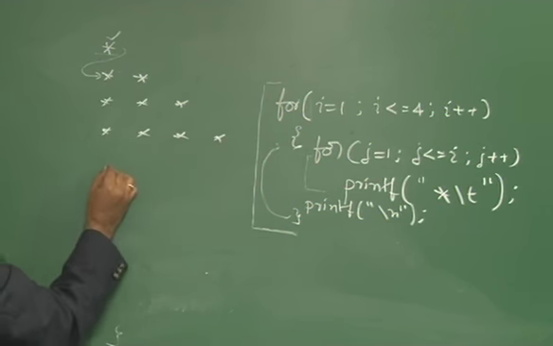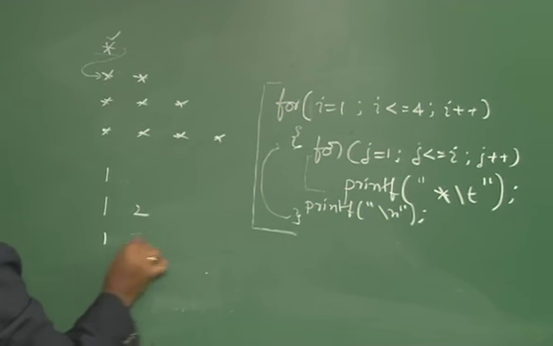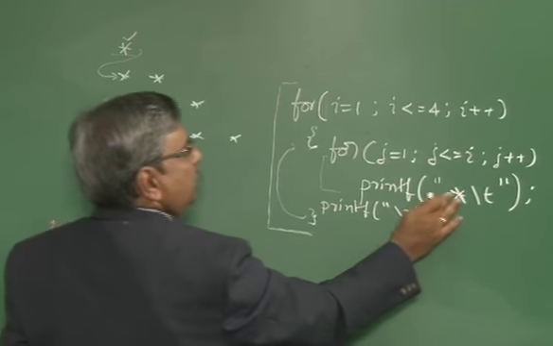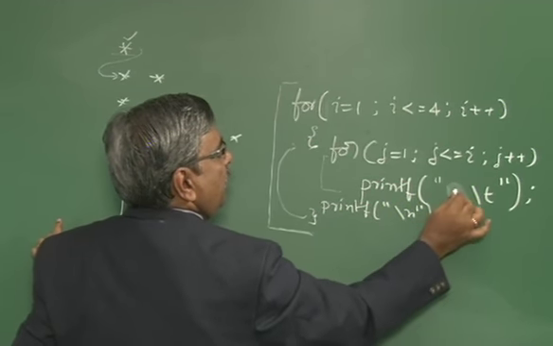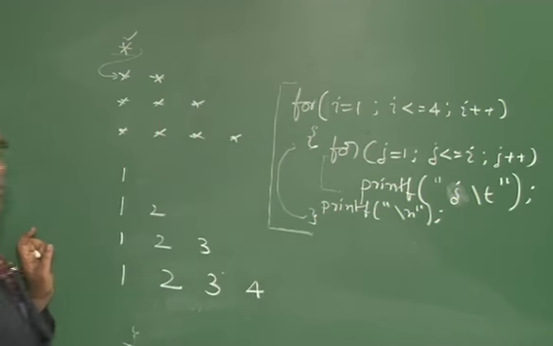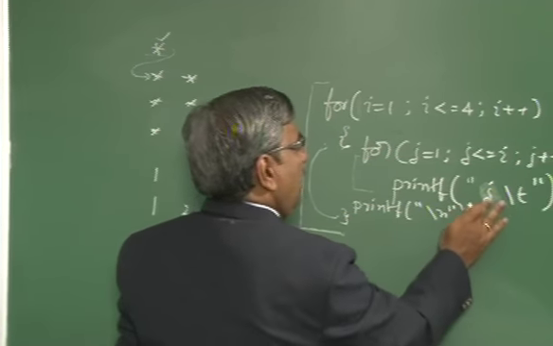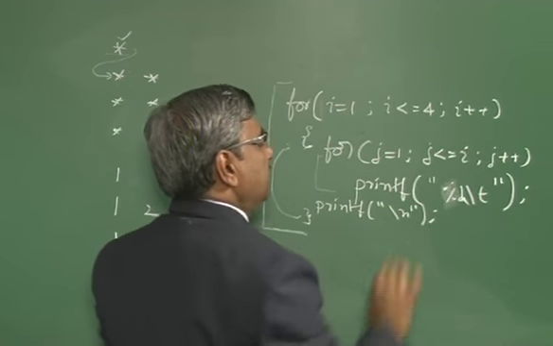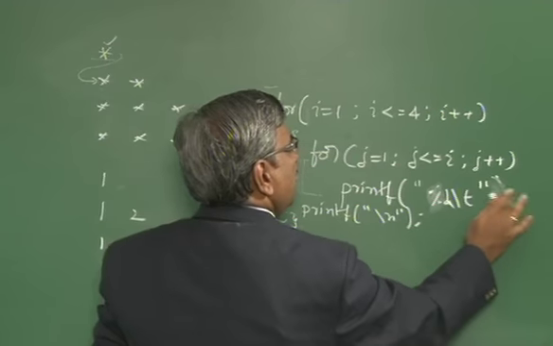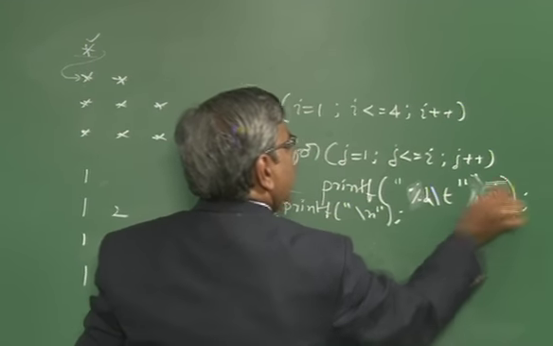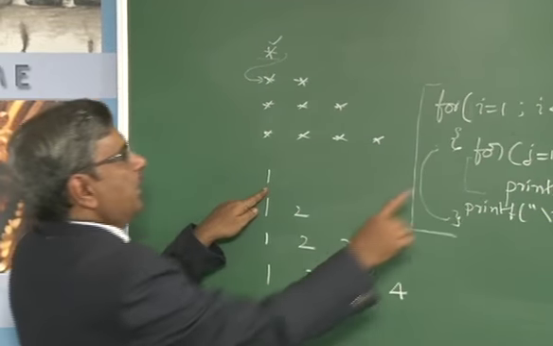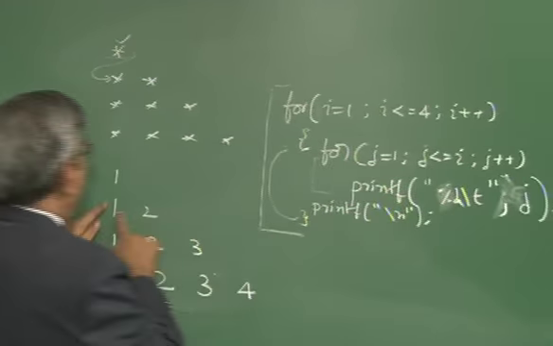Instead of this, you want 1, 1 2, 1 2 3, 1 2 3 4. This is the output you want to print. Instead of the star, you just replace it with the value of j. In order to print j, you know that j is a variable of type integer, so use %d, put a comma, and print the j variable. Initially the j value will be 1, because j is initialized to 1, so 1 will be printed.